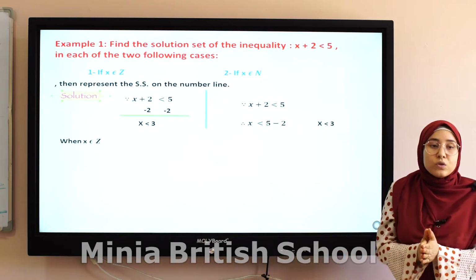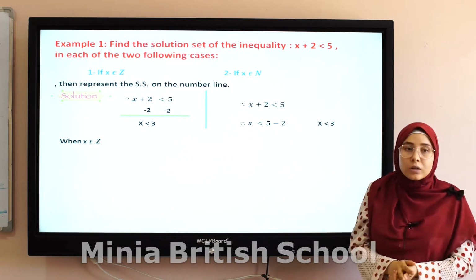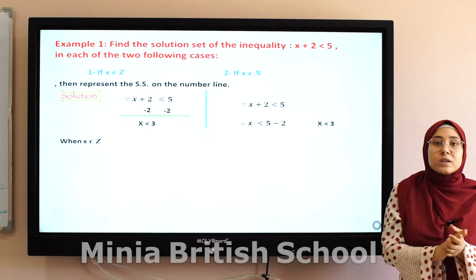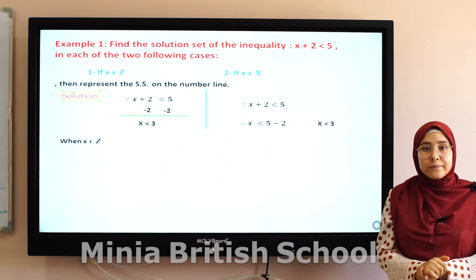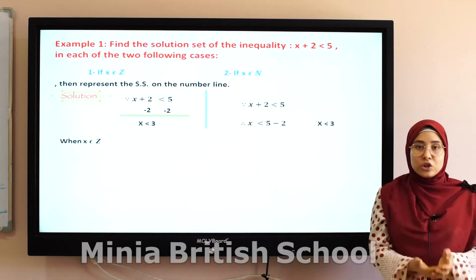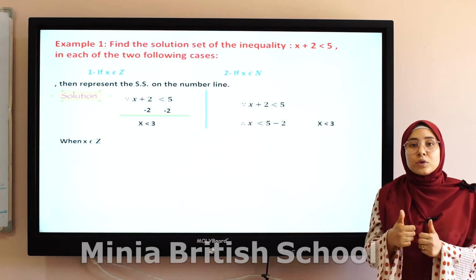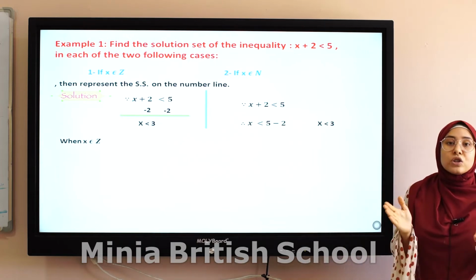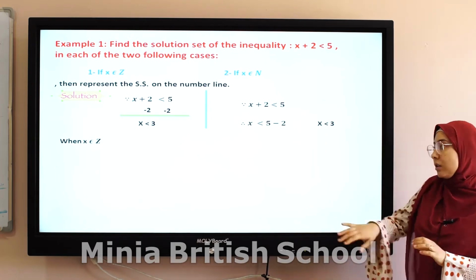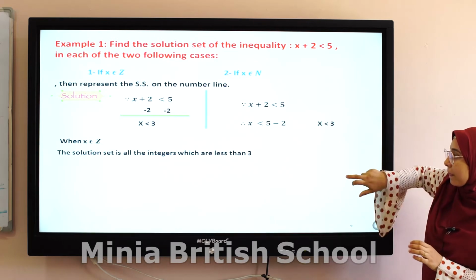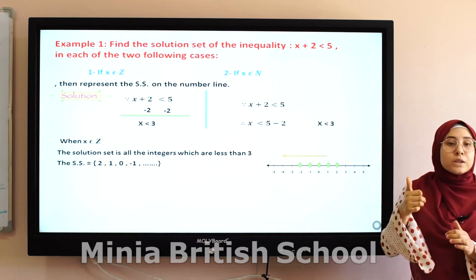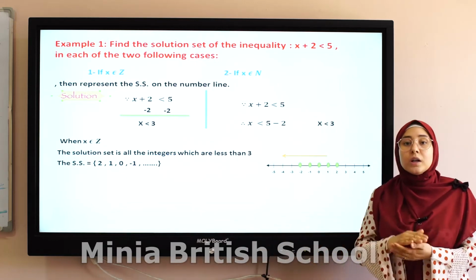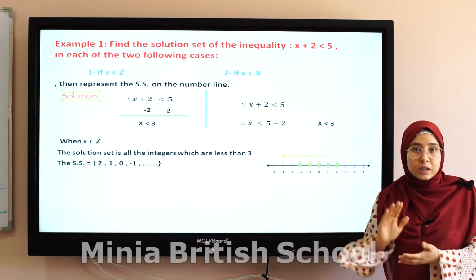So the solution set when x belongs to the integers, I mean all integers less than 3. You know the integers consist of Z positive union 0 union Z negative. So all integers less than 3, I mean 2, 1, 0, -1, -2, and so on, because the integers are an infinite set.